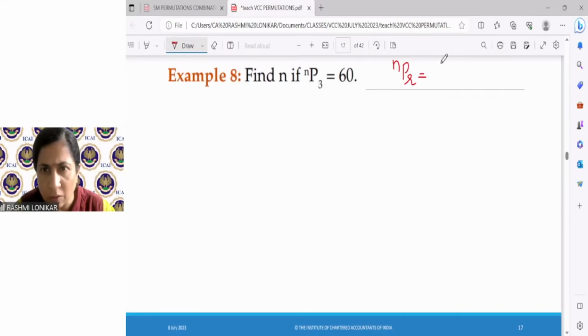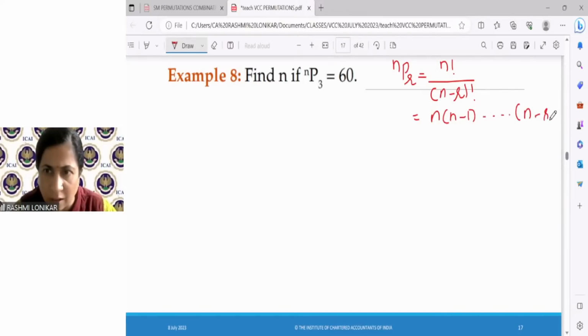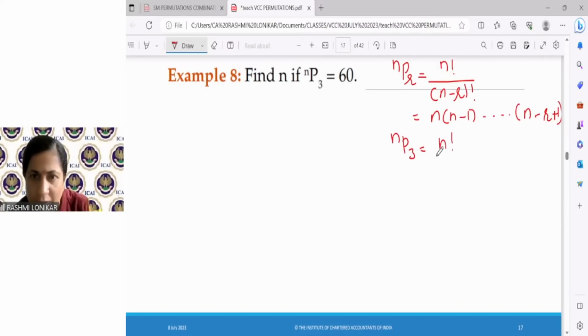nPr is equal to n factorial upon n minus r factorial, or you even have this to be equal to n into n minus 1, up to where do you go? n minus r plus 1. Okay. Now, if I have this np3, what is r? r is equal to 3. So I can either write this as n factorial upon n minus 3 factorial, or I can use a second formula. So I will show you by both the methods. Okay.